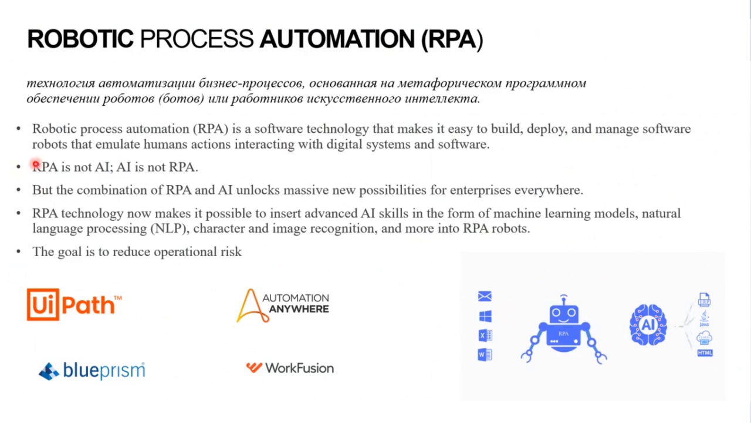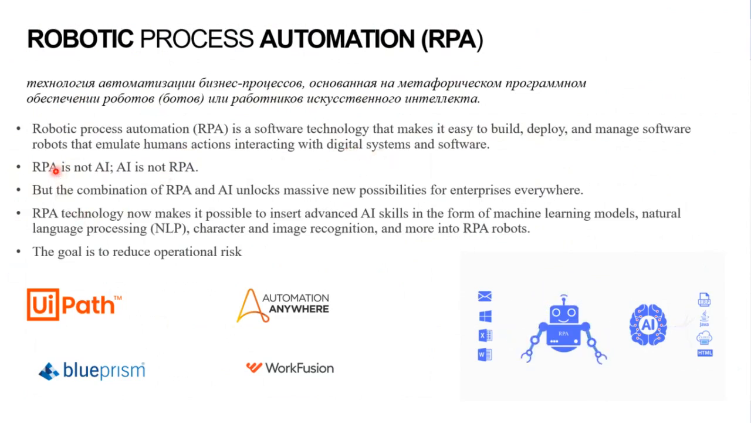So the first thing you should take note of is RPA, or robotic process automation. I don't know the Russian name for that, but basically they're bots. Maybe you can just use the word bot. These are just bots. So we can build bots and integrate them into the business workflow for any context. Robotic process automation are software technologies that make it easy to build, deploy, and manage software robots that can behave like humans or do some human actions with digital systems and software.